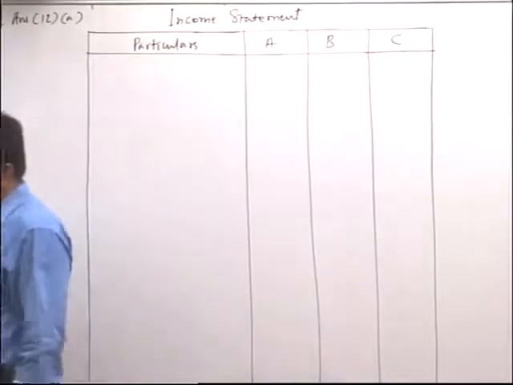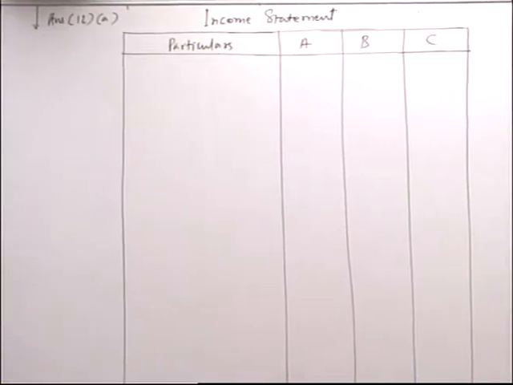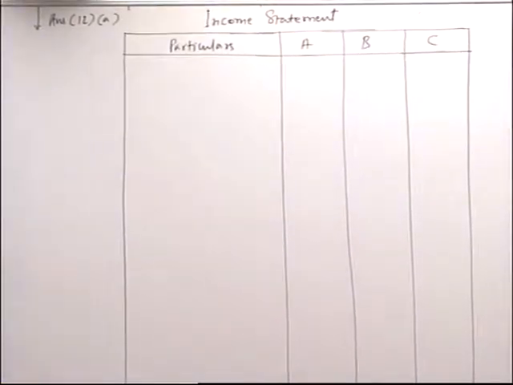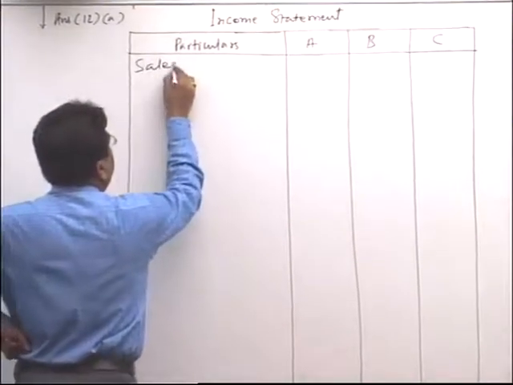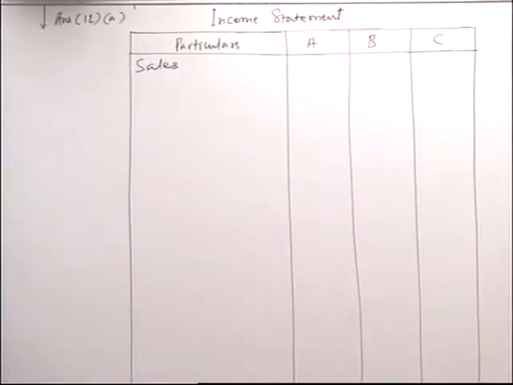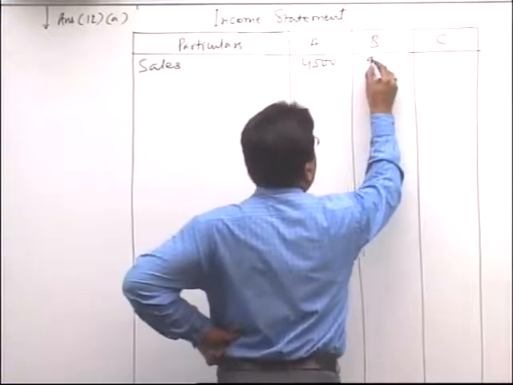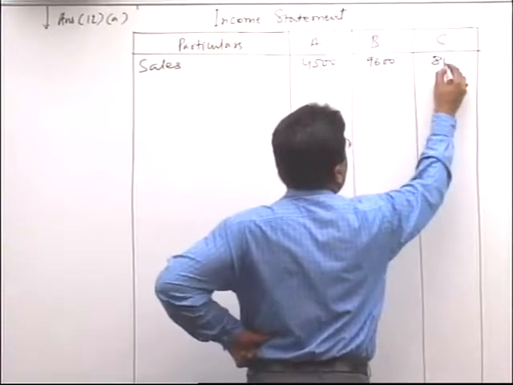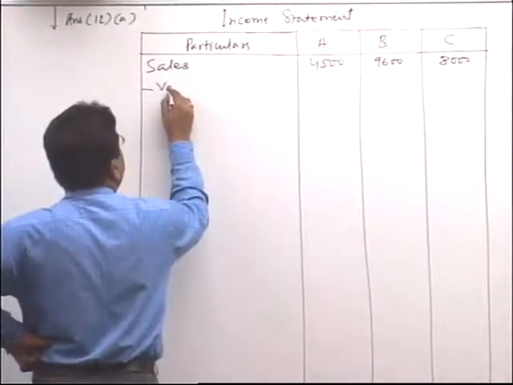Please make 4 columns: particulars, and 3 columns for company A, B and C. Now first start with sales. Sales we have found out in working note, and it is 4,500, 9,600 and 8,000. From sales deduct variable cost.